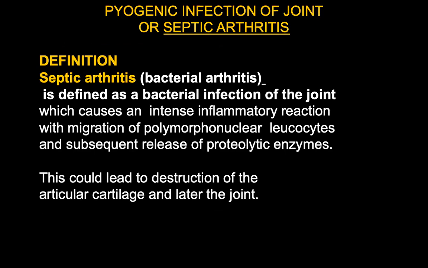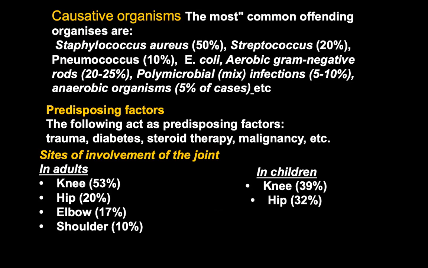Pyogenic infection of joints, or septic arthritis, is a bacterial infection of the joint, which causes an intense inflammatory reaction with migration of polymorphonuclear leukocytes and subsequent release of proteolytic enzymes. This could lead to destruction of articular cartilage and later of the whole joint. Most common agents are Staphylococcus aureus, Streptococcus, Pneumococcus, Escherichia coli, aerobic gram-negative rods, and different polymicrobial factors.